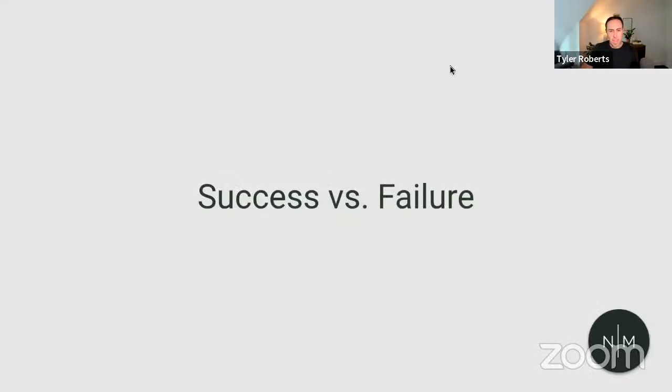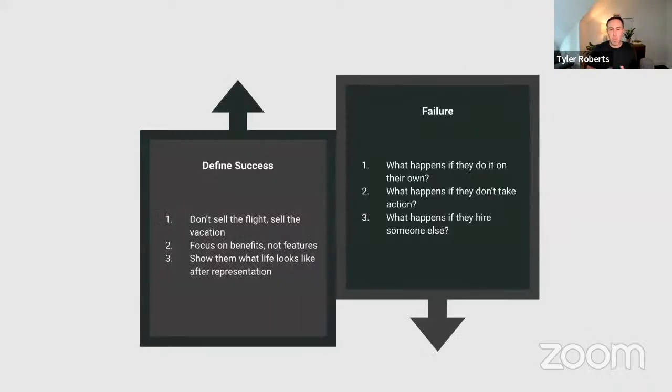All right, so last but not least, we want to define success and failure for our clients. And what I mean by that is we don't want to sell the flight, excuse me, we want to sell the vacation. We don't want to sell them on legal services. They aren't coming to you because they want to hire a lawyer.